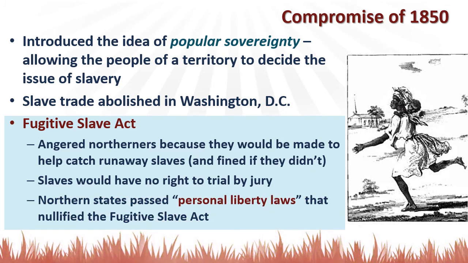In response to this Fugitive Slave Act, many northern states passed what were called personal liberty laws. These laws were an attempt to nullify, or to turn the Fugitive Slave Act into nothing. As we learned in an earlier lecture, to nullify means to make zero, to declare that something has no power and no effect. So Northerners were attempting to shut down the Fugitive Slave Act and say they were not going to enforce it. They were not going to act as slave catchers for Southerners.